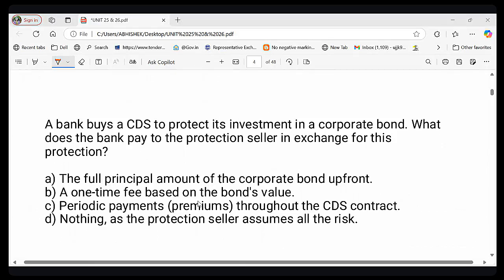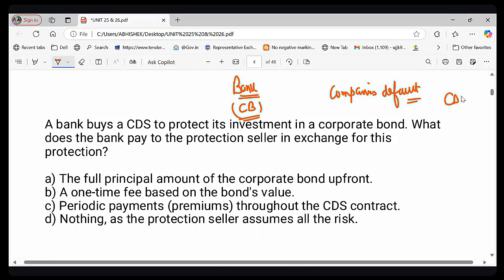What do you think? So let's break it down in simple terms. Imagine you are a bank that holds a corporate bond, right? But you are worried that the company might not be able to pay you back, that the company will default. So what you do, you buy a CDS, a credit default swap, to protect yourself.